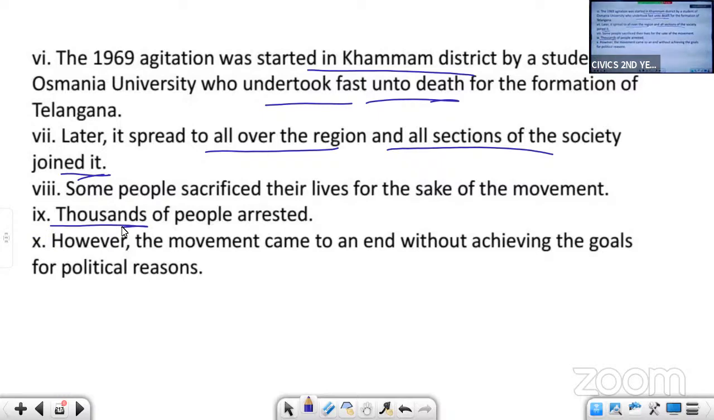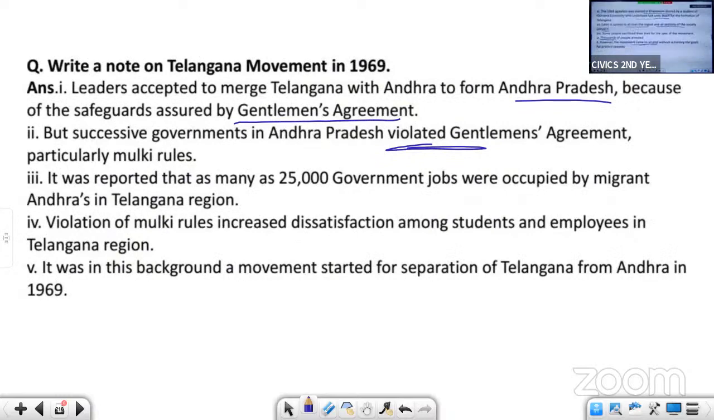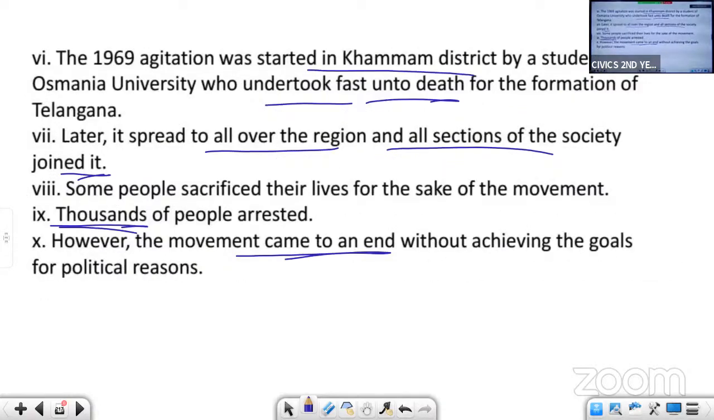However, due to political reasons, we could not achieve the goal of separate Telangana and the movement came to an end. Due to political reasons, this Telangana movement was stopped. Thousands of people got arrested during this Telangana agitation, and many people sacrificed their life. This is your Telangana movement. 10 simple sentences. If you write them, you will get full marks. Take care of the spellings.